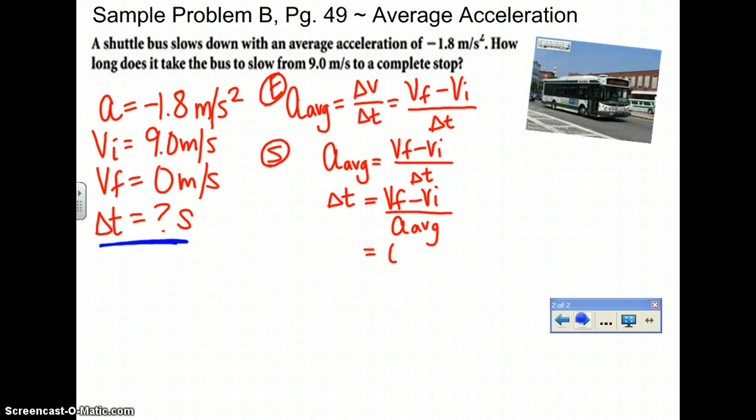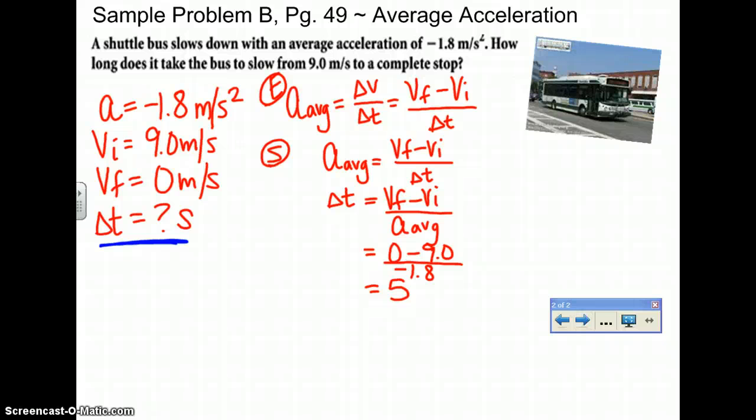Whereas VF is 0 and VI is 9.0 and your average is a negative 1.8. Put that in your calculators real quick. Please don't just wait for us to give you the answers. You have a negative 9 or just 9, doesn't really matter, divided by 1.8. When that comes out, you should be able to see 5 on your calculator.